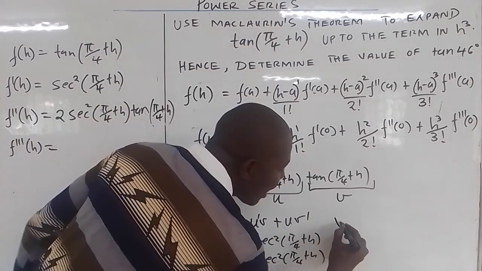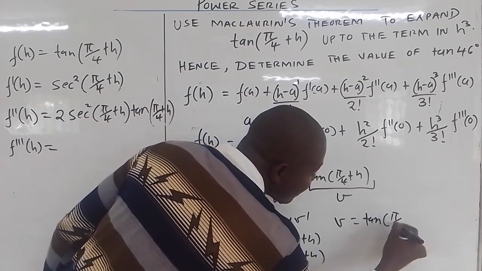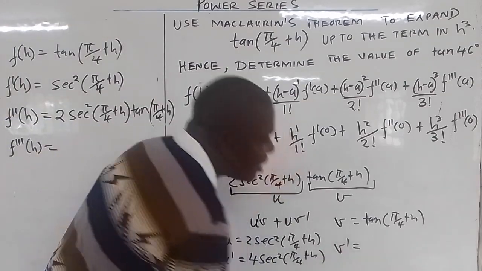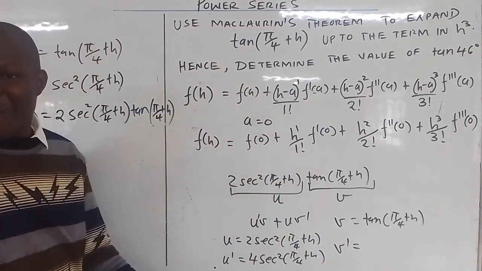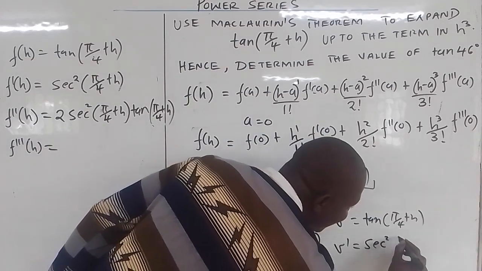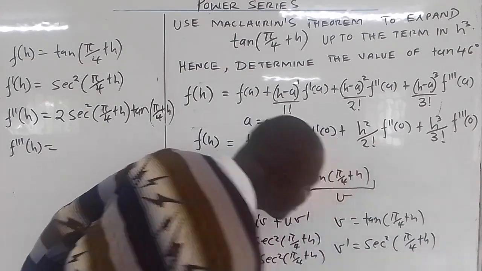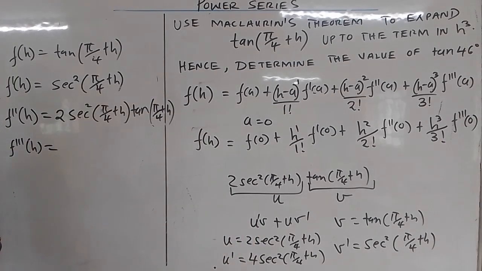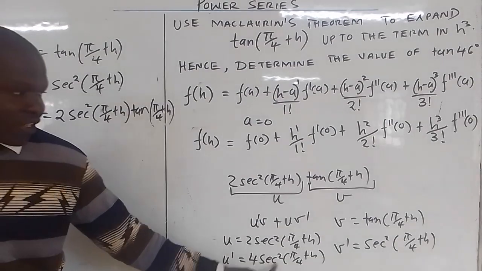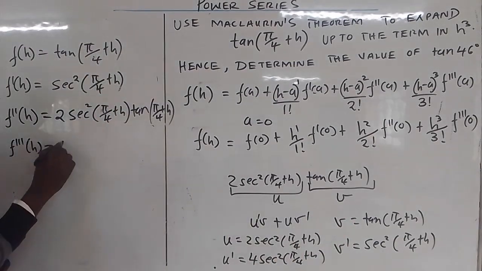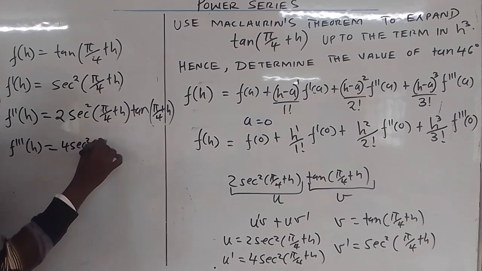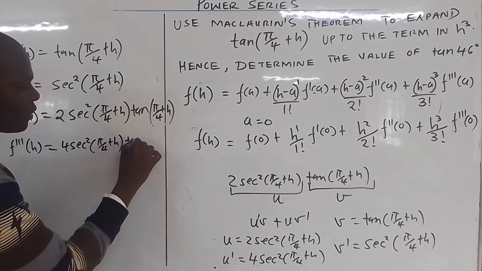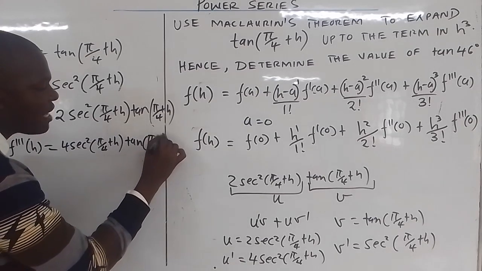Go to v. You have your v here: tan (pi over 4 plus h), isn't it? What is v prime? You differentiate tan and get sec squared (pi over 4 plus h). Then you substitute: u prime times v. U prime is this, times v. You get 4 sec squared (pi over 4 plus h) times v, which is tan (pi over 4 plus h).